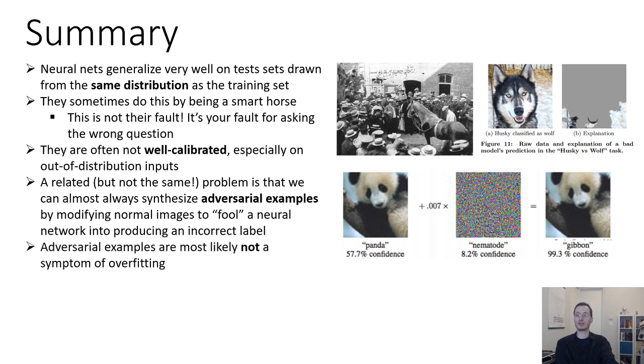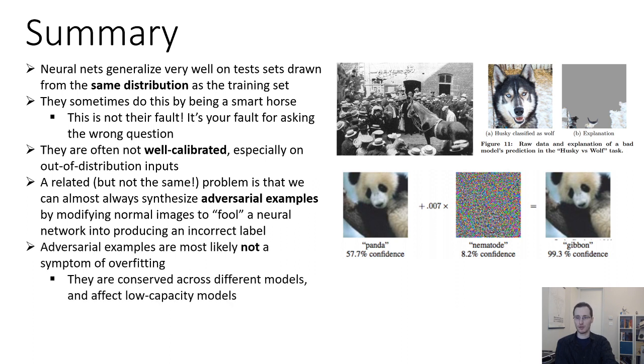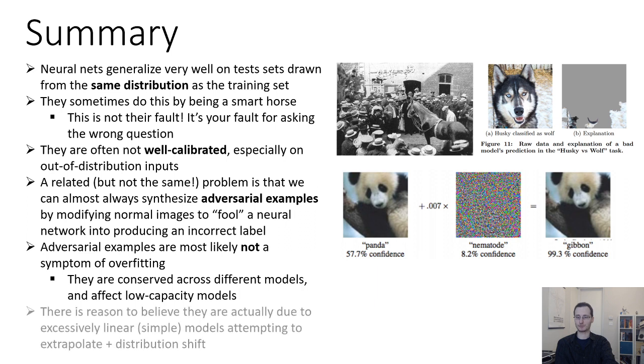Adversarial examples are most likely not a symptom of overfitting. They are conserved across different models, and they affect low-capacity models just like they affect high-capacity models. And there's reason to believe that they're actually due to excessively linear or excessively simple models attempting to extrapolate, plus some amount of small distributional shift. They afflict humans, they afflict neural nets, they afflict logistic regression. Adversarial examples can be constructed as real-world objects, and they are very difficult to deal with.